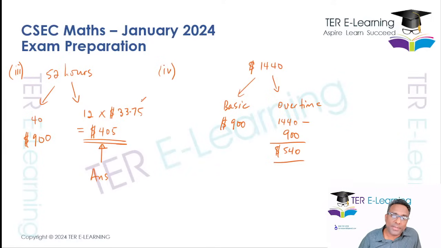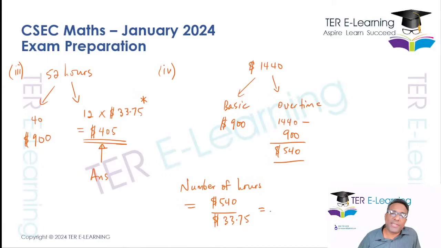Now remember, the overtime wage rate is this. So if you want to work out the number of hours, it's simply going to be that overtime amount, which is $540, divided by the overtime wage rate, which is $33.75, right? And this here will give me the total number of hours that she worked, right? So this is 16 hours, right? So that's the answer there, 16 hours.